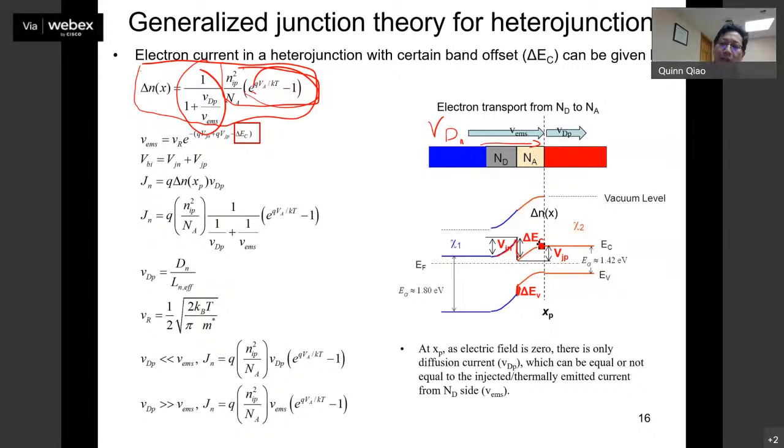So now this delta EC, delta EV affects the emission. And then the emission will be compared with diffusion, right? So basically inside the junction, that will be different from the homojunction, because now you have delta EC or delta EV, right? And then that compares the depletion regions, right? That's why you have this portion, you have this portion.